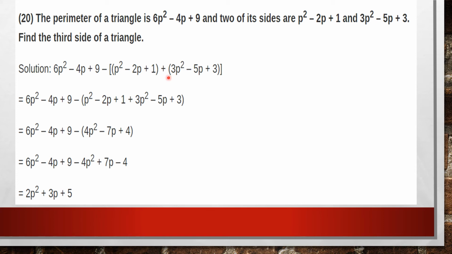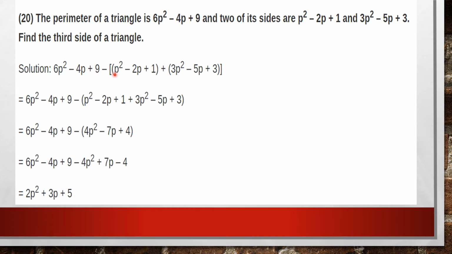Now, add these two terms here. p squared plus 3p squared becomes 4p squared. Then minus 2p minus 5p becomes minus 7p. Plus 1 plus 3 becomes plus 4.